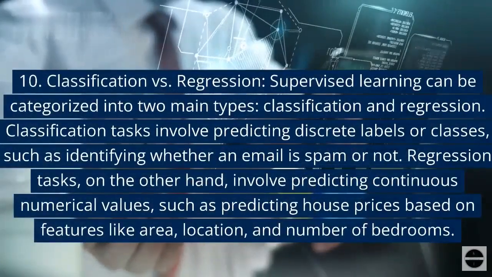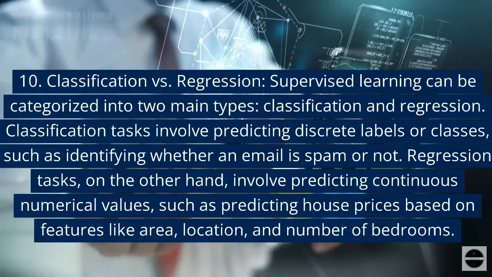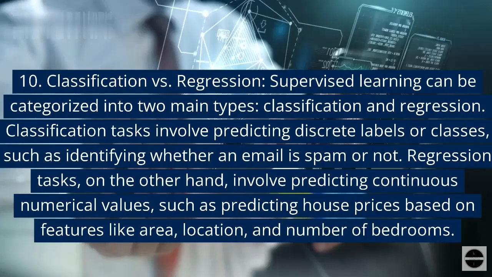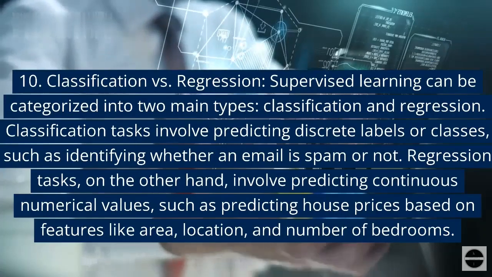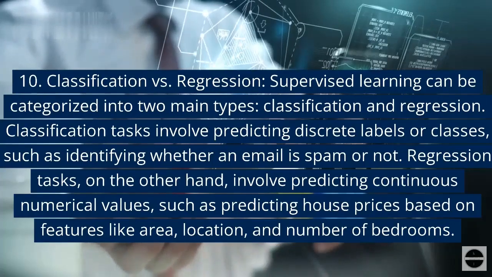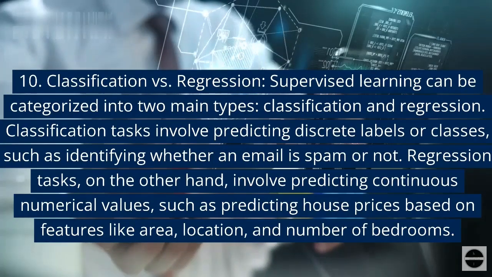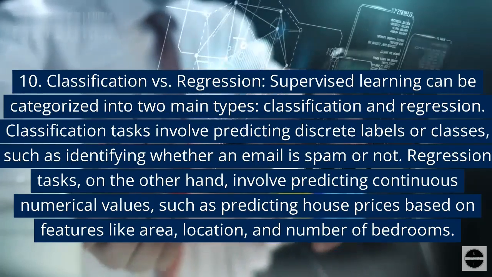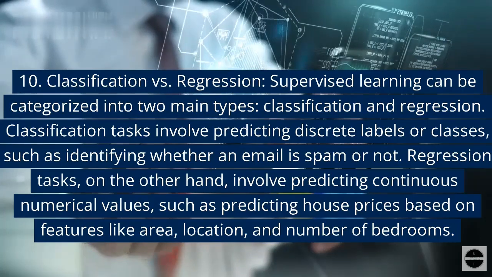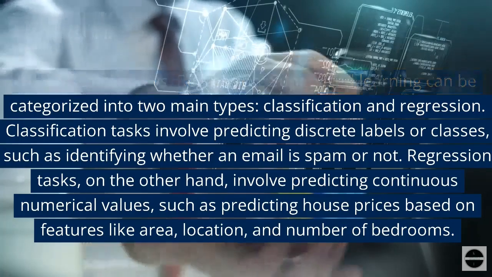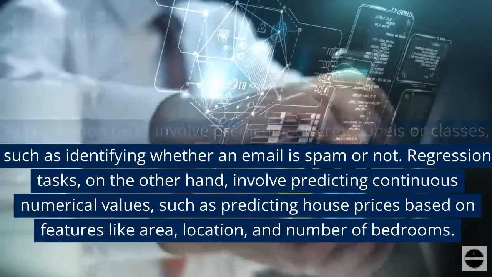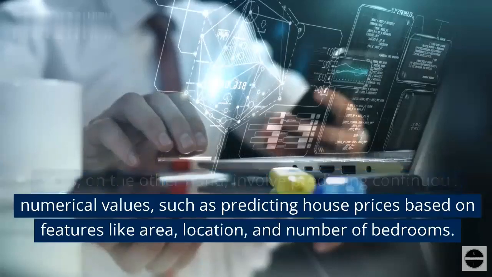Ten. Classification versus regression. Supervised learning can be categorized into two main types: classification and regression. Classification tasks involve predicting discrete labels or classes, such as identifying whether an email is spam or not. Regression tasks, on the other hand, involve predicting continuous numerical values, such as predicting house prices based on features like area, location, and number of bedrooms.